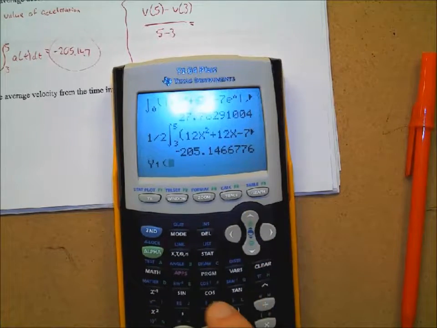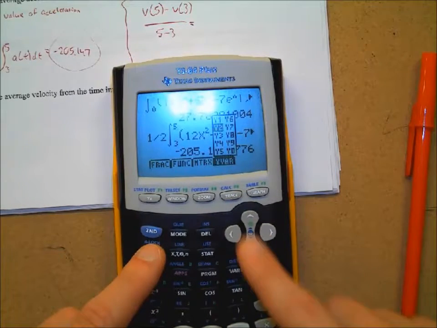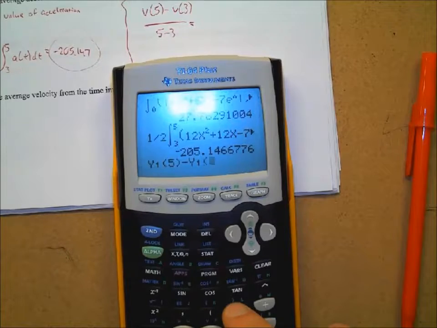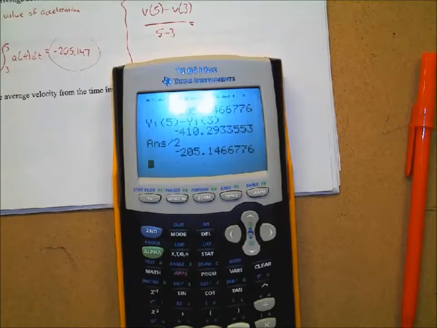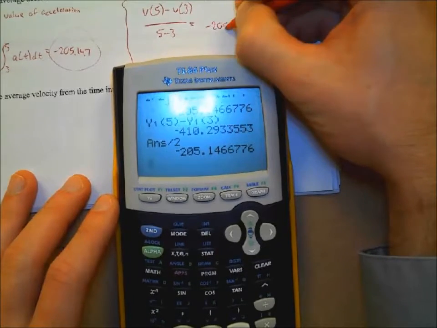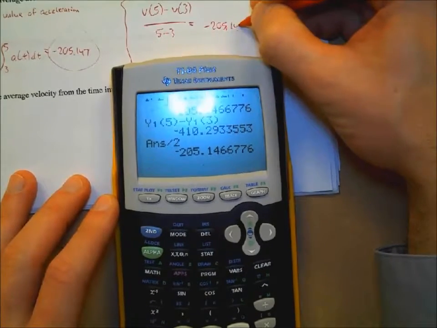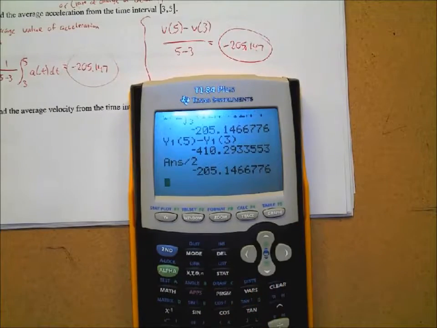And then, let's see here. y1 of 5 minus y1 of 3 divided by 2. And there it is as well. So that one works as well, as we expected it to. So either way there.